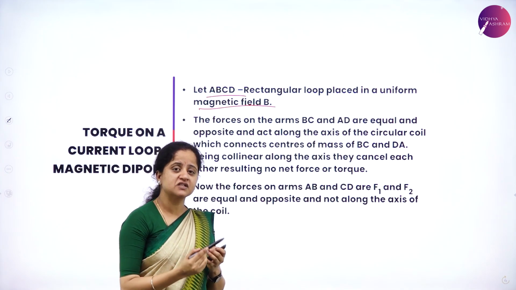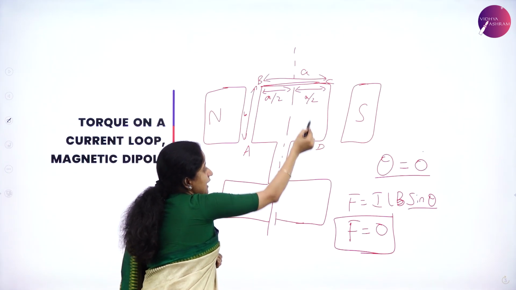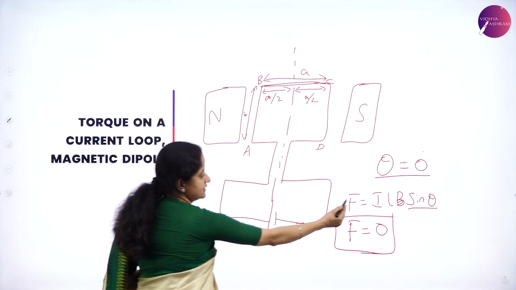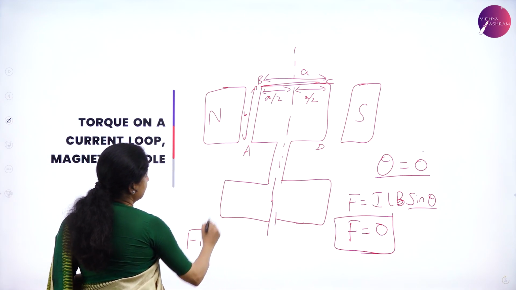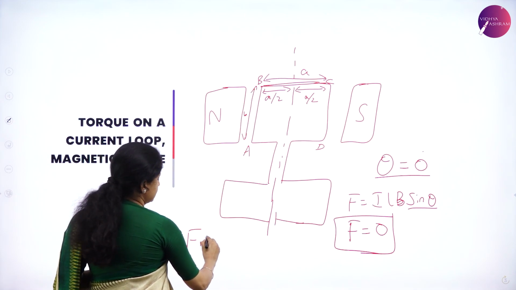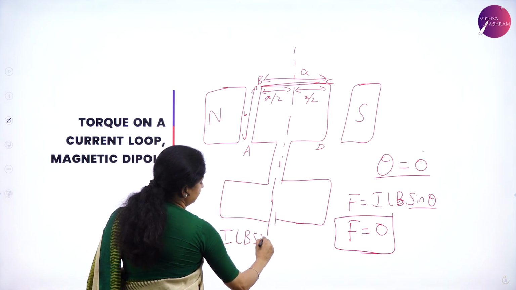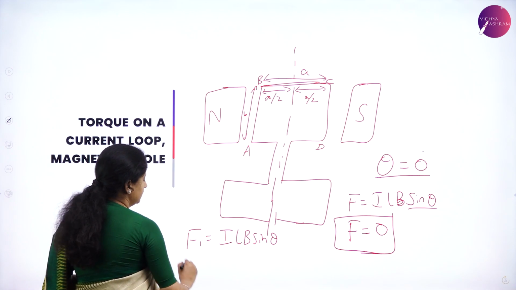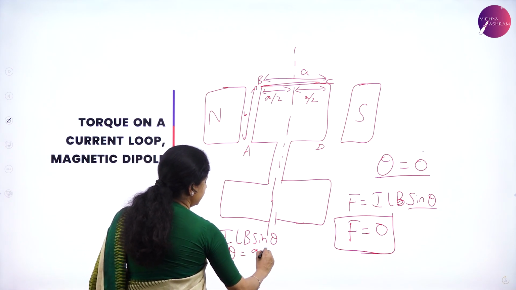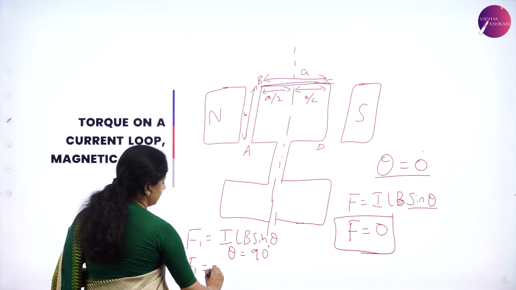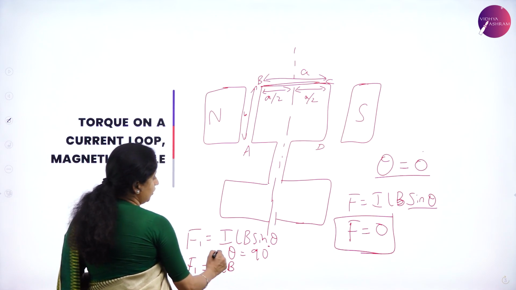So what about the forces on the arms AB and CD? Let us substitute the value in this expression. We get F1, I'll consider it for AB. It is equal to ILB sin theta. Now theta value is equal to 90 degree and we get F1 is equal to ILB. But what is this L?